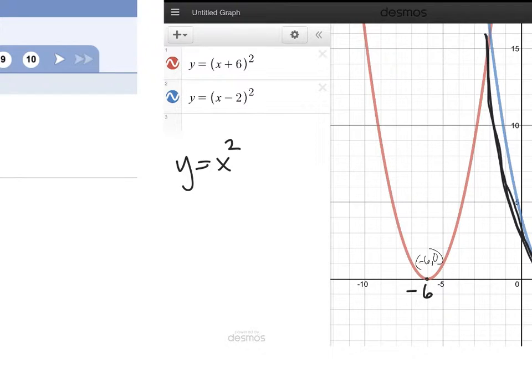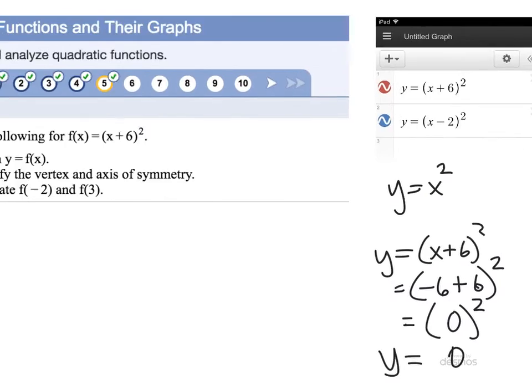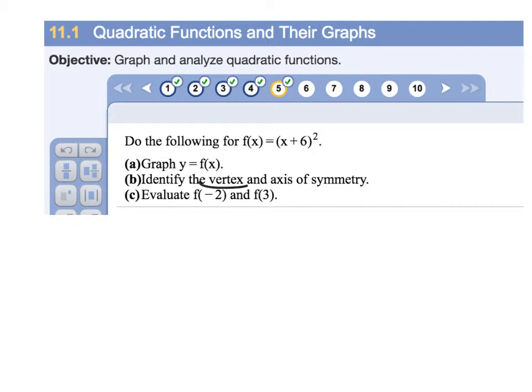Let's take this original equation up here, y is equal to (x plus 6) squared. If you want to know what happens when x is negative 6, you insert a negative 6 wherever you see the x. And so you end up with 0 squared, which is, of course, 0. So y is equal to 0 when x is equal to negative 6. So the vertex is at negative 6, 0.